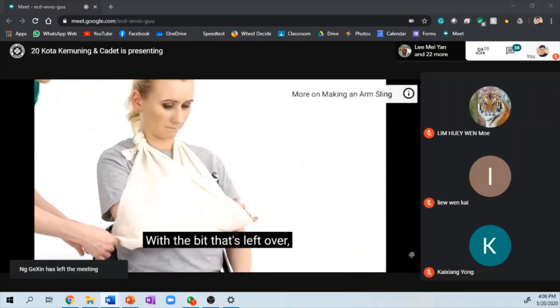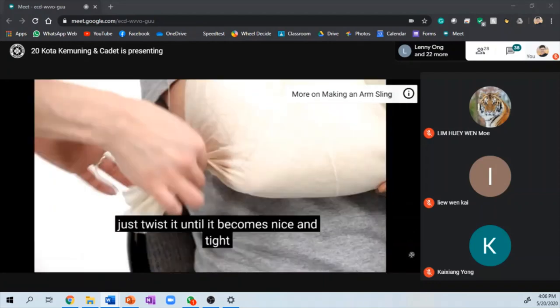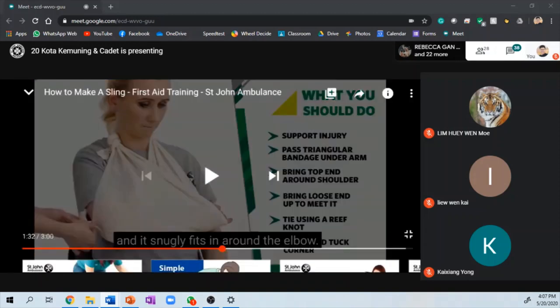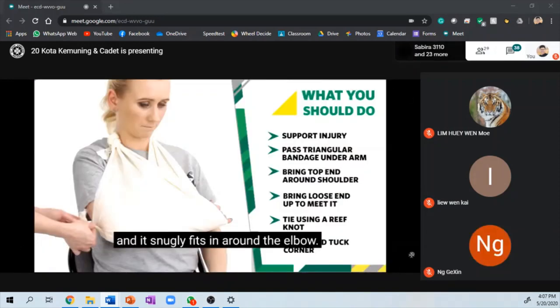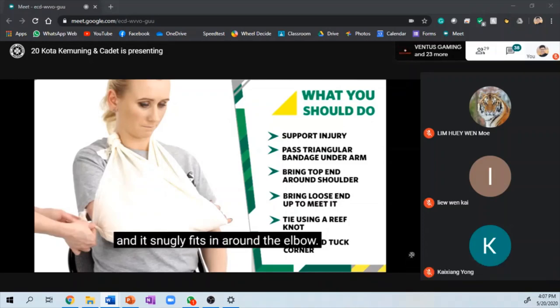Just now someone asked where the point is. This is the point, and do not twist it. This is the old syllabus, but we need to follow the new one. For the new one, you fold, not twist. Here, the woman is twisting the point, and it is wrong. You need to fold it. Clear? You know where the point of the triangular bandage is already?